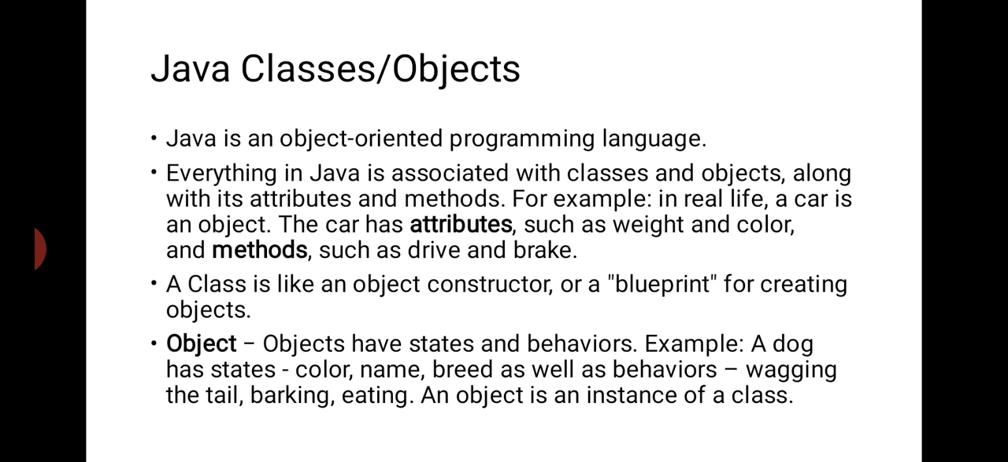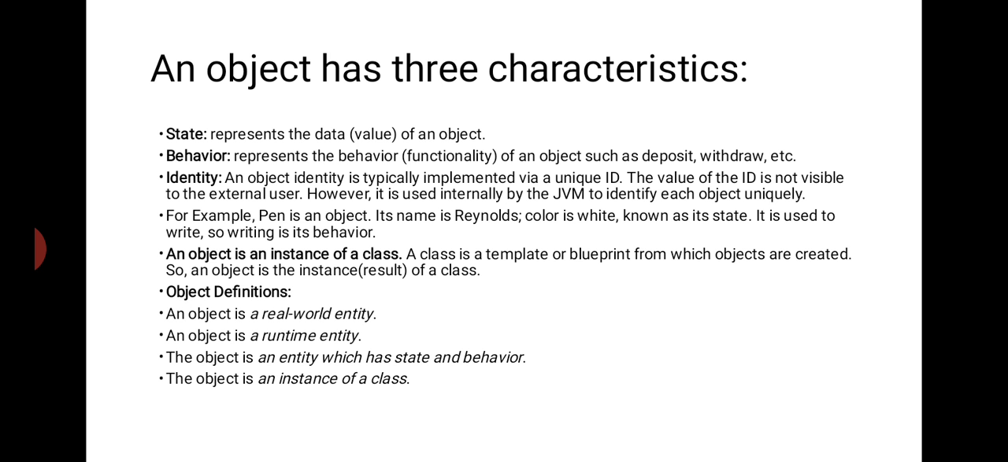Objects have states and behavior. For example, if a dog is an object, color, name, and breed are its state, and wagging the tail, barking, and eating will be the behavior of the object dog. An object is an instance of a class.